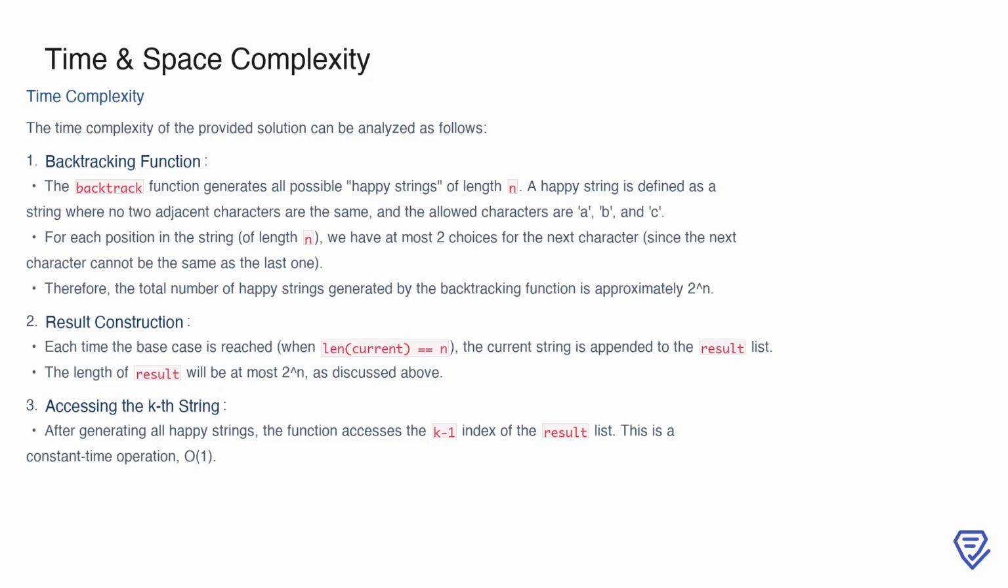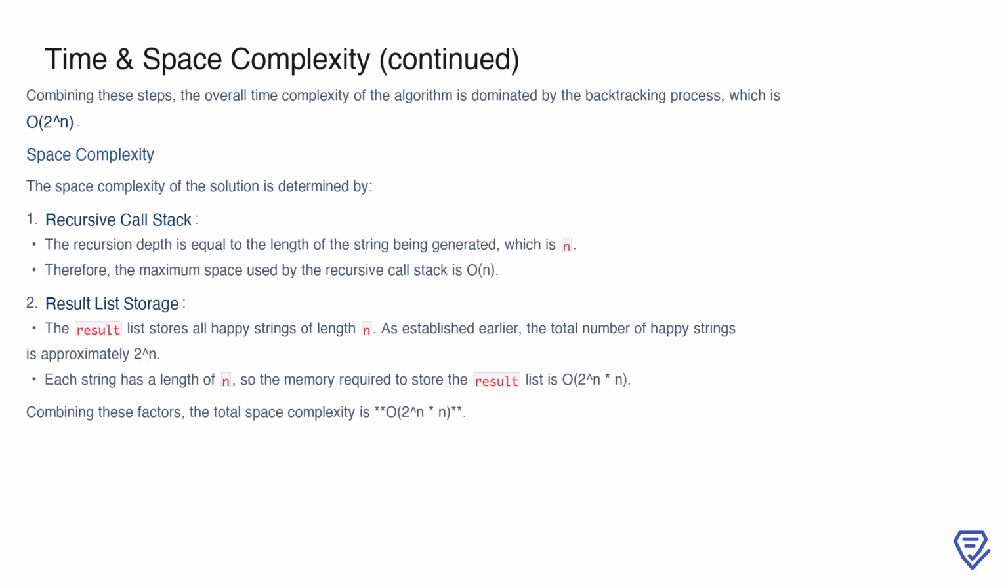Once the base case of the recursion is reached, the generated string is added to the result list, which can hold up to 2 to the power of n strings. Finally, accessing the kth happy string from the result list is a constant time operation, O(1). Together, these steps form the foundation of the time complexity analysis. Now, when we combine all of these steps, the time complexity of the solution is dominated by the backtracking process, leading to a final time complexity of O(2 to the power of n).